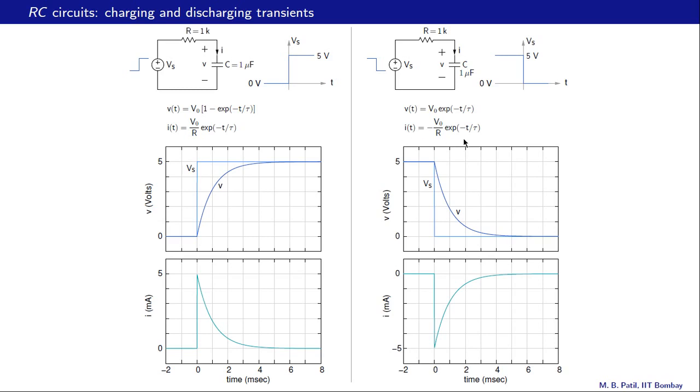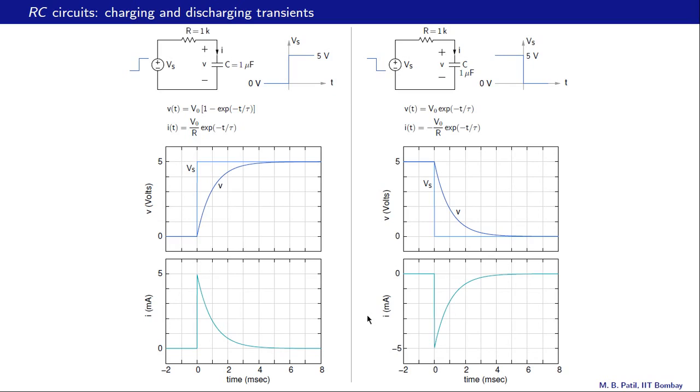As t increases, this exponential factor decreases, and therefore we expect the capacitor current to decrease in magnitude. It will of course remain negative because of this minus sign. Eventually, as t tends to infinity, this factor will become 0, and therefore the current will become 0. And that is what we observe in this graph. As t increases, the current decreases in magnitude, and eventually it becomes 0.